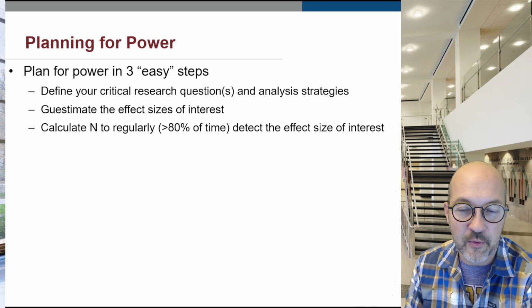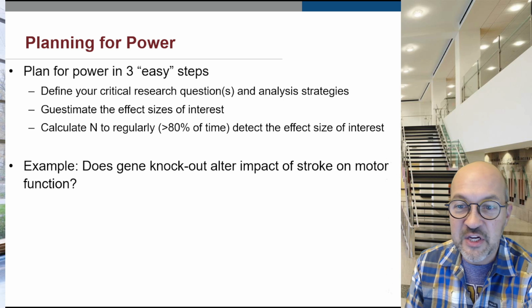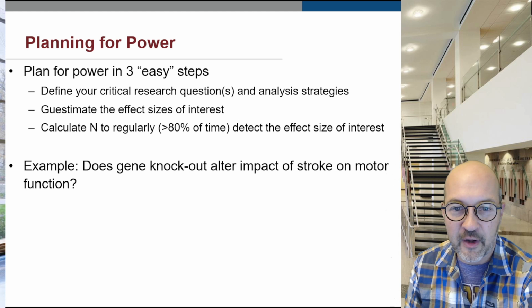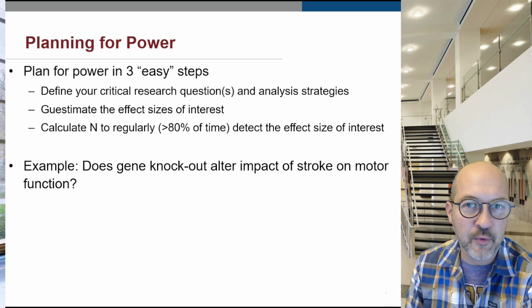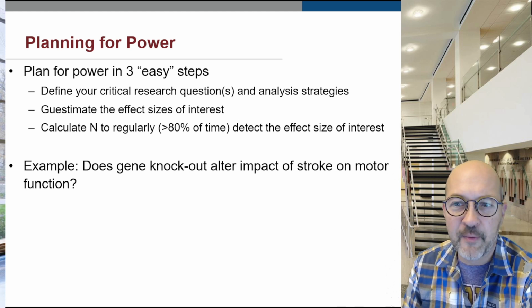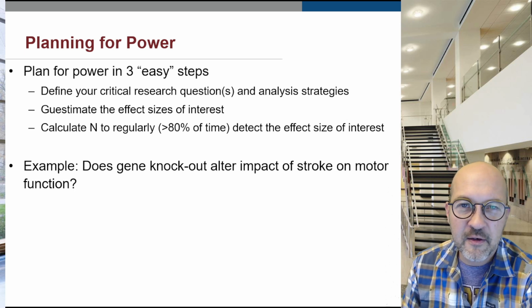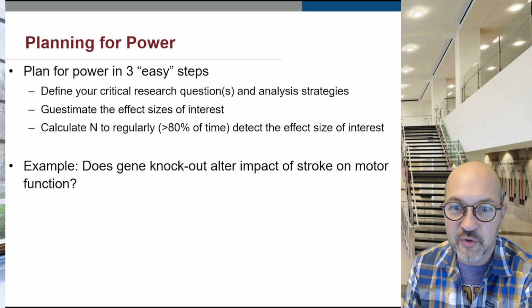Let's consider an example. Is knocking out gene X neuroprotective for induced stroke? You'll test this by inducing stroke in normal and knockout animals, and then measuring their neurological severity score. That's a popular measure in animal research on the global impact of a stroke. To plan your sample size, you need to think about a quantitative issue. How much might your gene mitigate stroke?